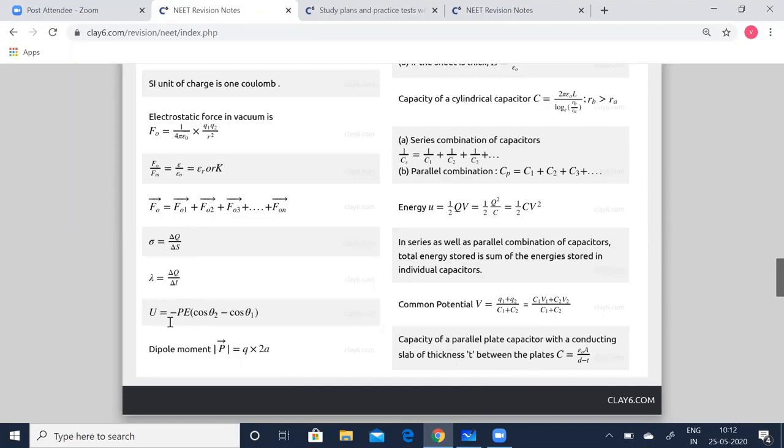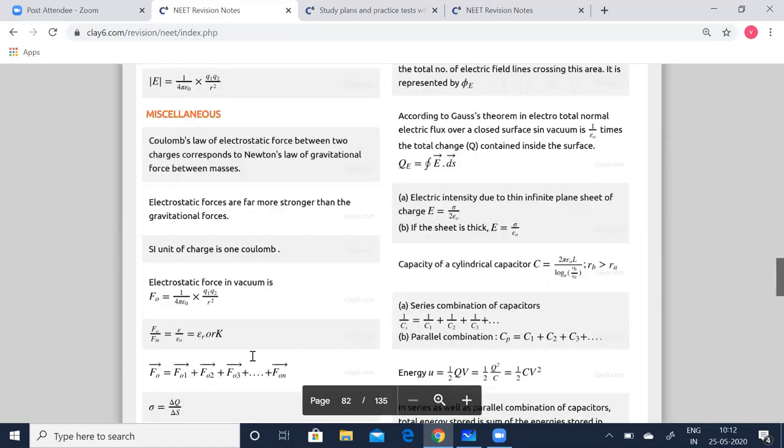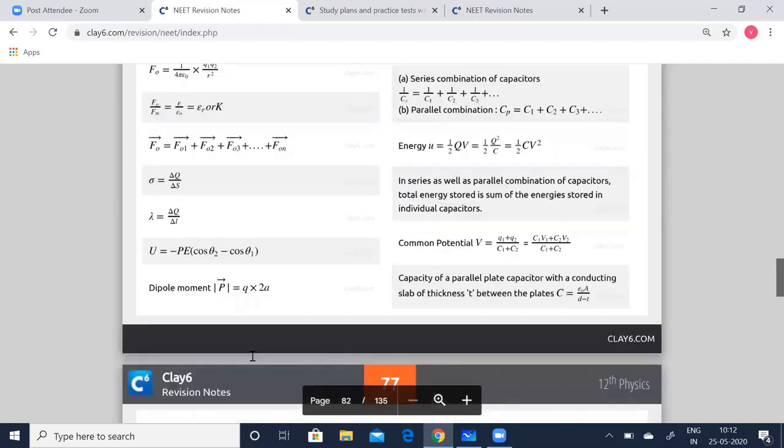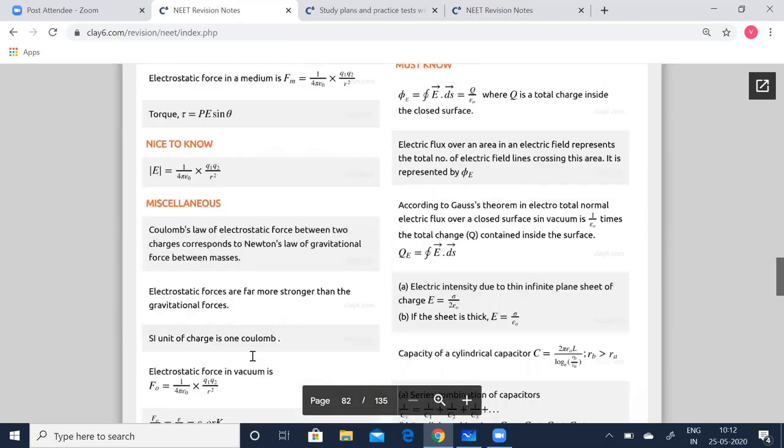U is the potential energy, which is given by minus PE (cos theta 2 minus cos theta 1), where P is the dipole moment, E is the electric field, and theta is the angle between them. Dipole moment, the magnitude of P vector, is equal to Q times 2A, where 2A is the length between the two poles, and Q is the charge. So these are the important formulae you'll have to learn with respect to the first lesson.